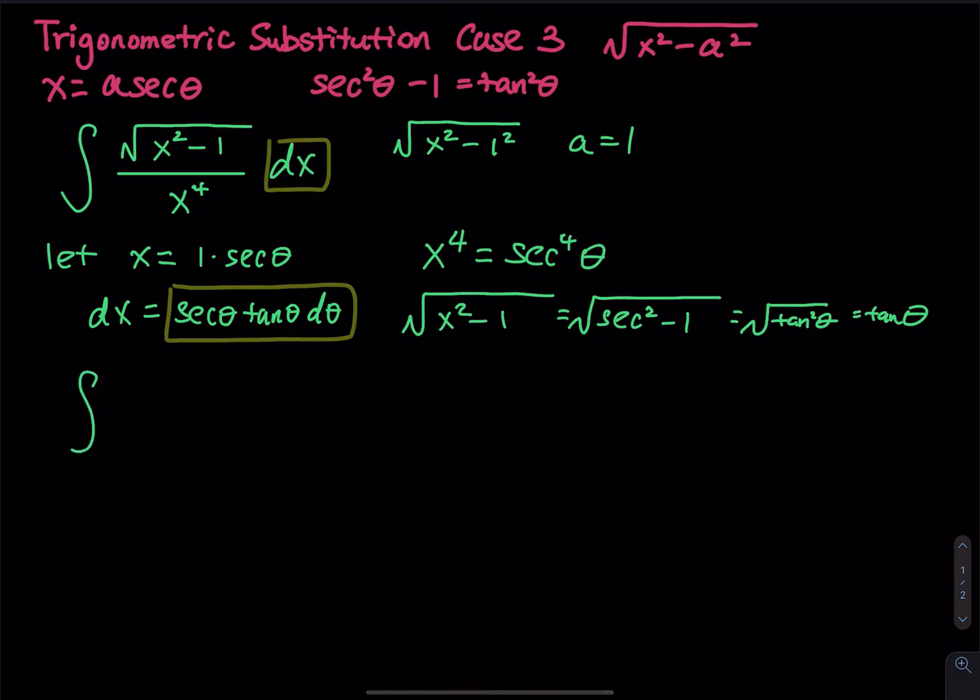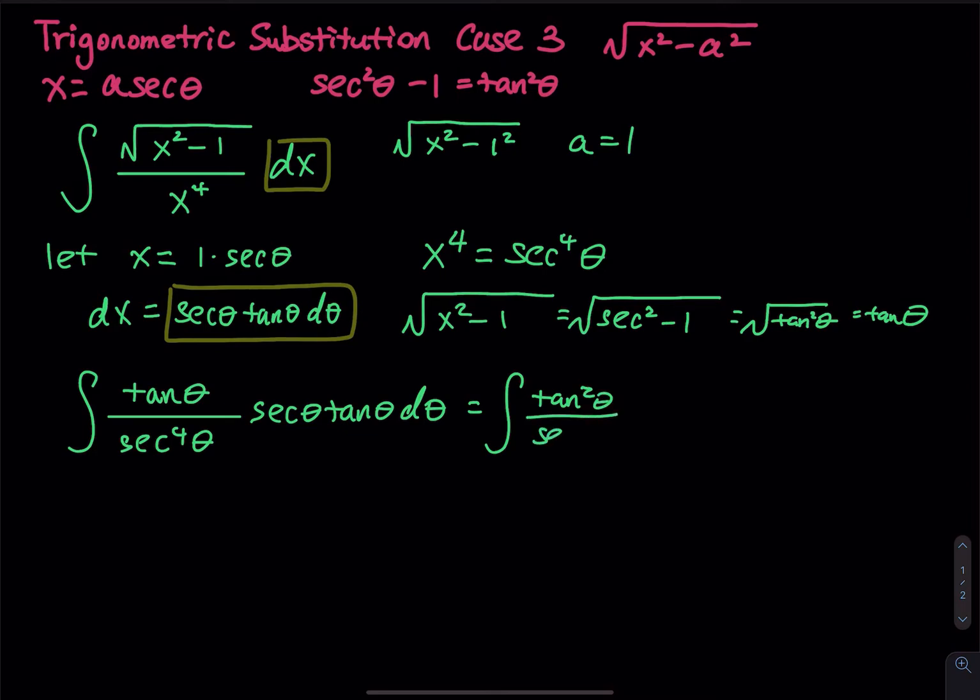So we have the integral, the square root becomes tangent theta, the denominator is secant to the fourth power theta, and then the dx is secant tangent d theta. So let's simplify this. The secant to the fourth, we reduce 1 power, and then the tangent will be multiplied together. So you have a tangent squared theta divided by secant to the third theta d theta.